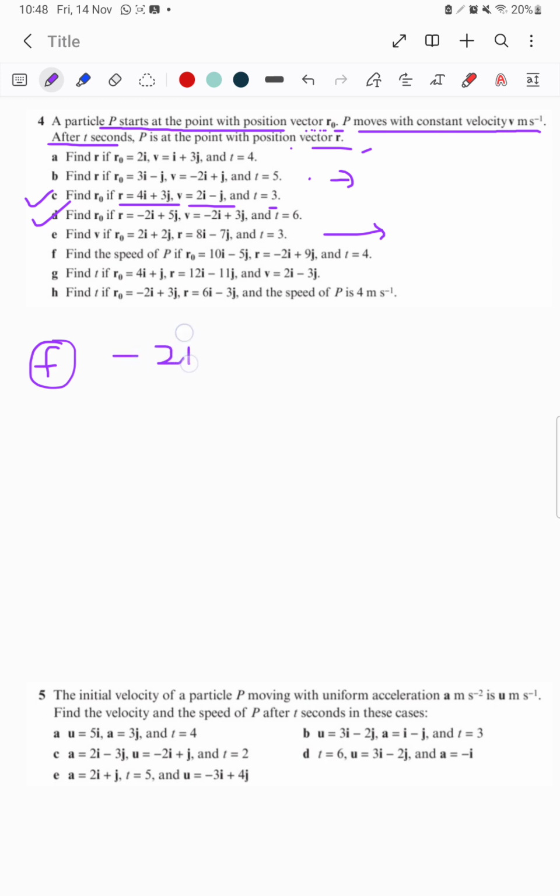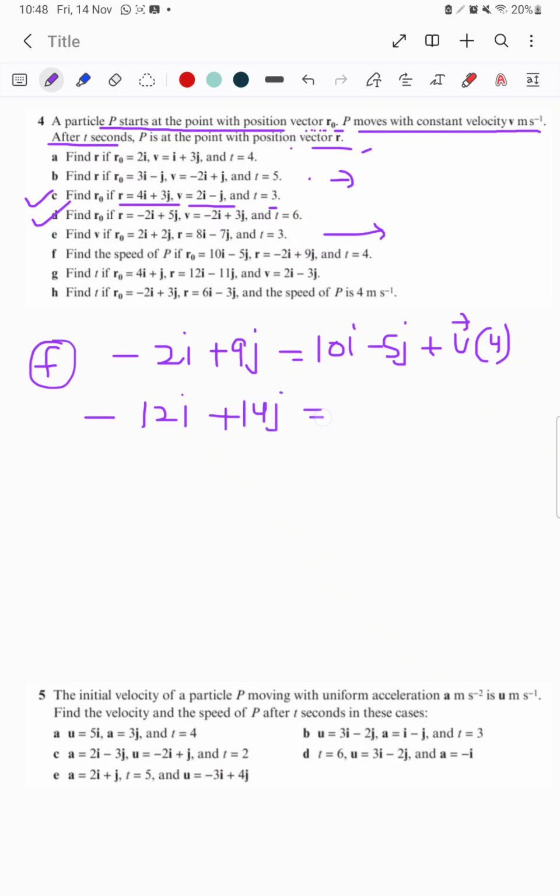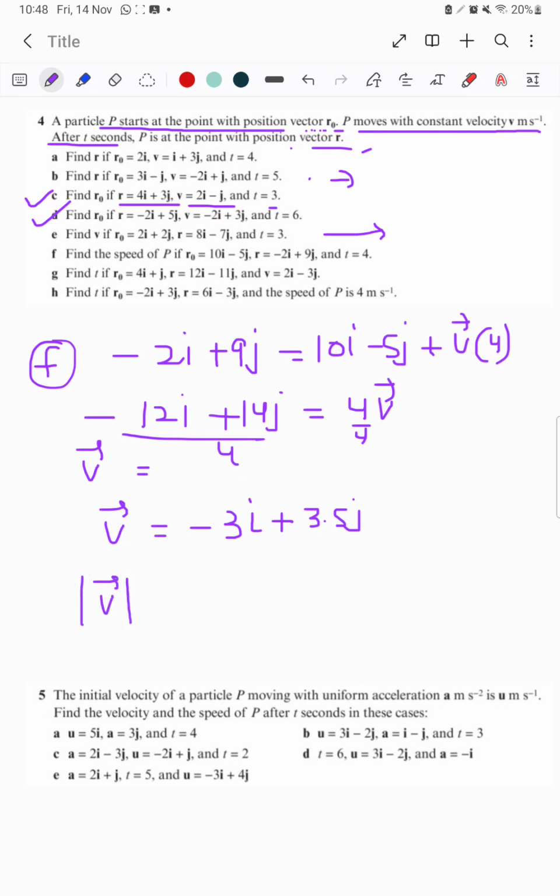R, that is negative 2i plus 9j, is equal to r naught, which is 10i minus 5j, plus v times t, which is 4 here, the time. If I take them to the other side, it is minus 12i plus 14j, and that is equal to 4 times v. I have to find the velocity vector, so I will divide both sides by 4. I will get the velocity vector as minus 3i plus 14 over 4, which is 7 by 2, which is 3.5j.